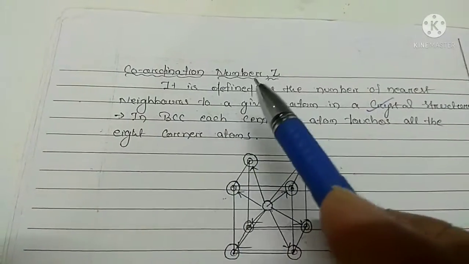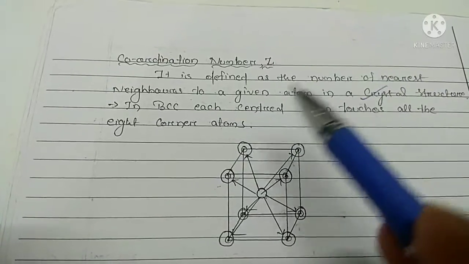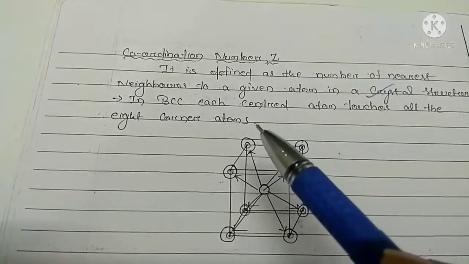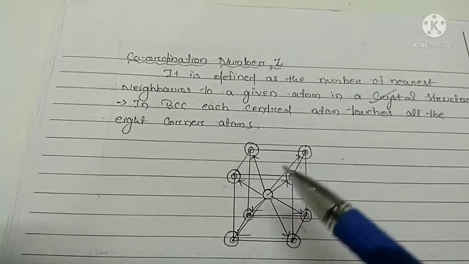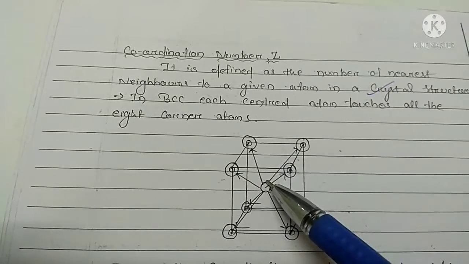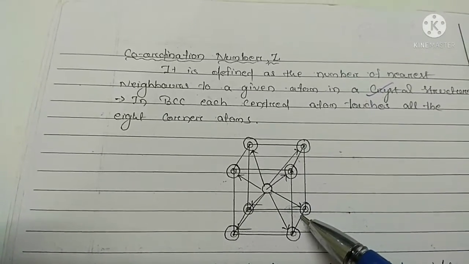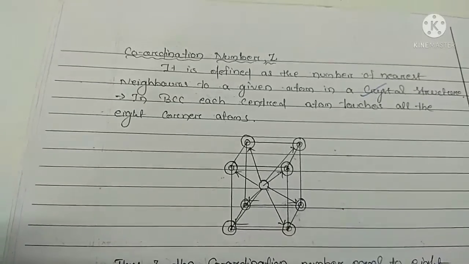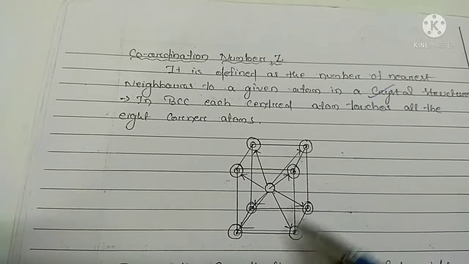Then we will discuss the coordination number Z. Coordination number is defined as the number of nearest neighbors to a given atom in a crystal structure. In BCC, each center atom touches all 8 corner atoms. Thus, the coordination number of the BCC crystal structure is equal to 8: 1, 2, 3, 4, 5, 6, 7, 8.